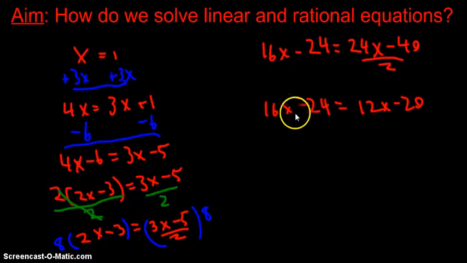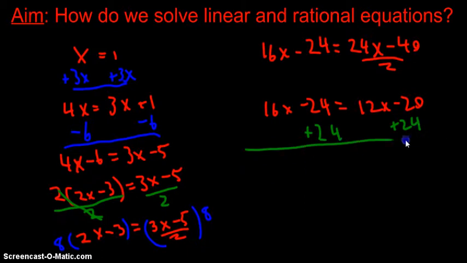To do that, we want to get all the x's on one side and all the constants on the other. So there's one more thing we can do. We can distribute, which I guess we did over here. Alright, let's get x by itself. So we're going to add 24 to both sides, and we'll get 16x is equal to 12x plus 4. We can subtract the 12x from both sides.